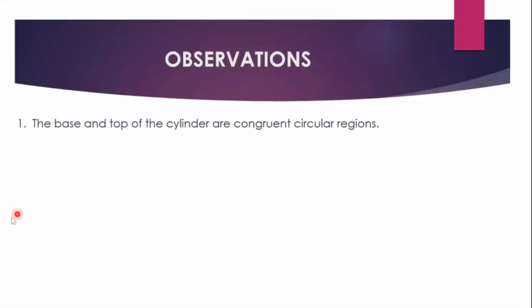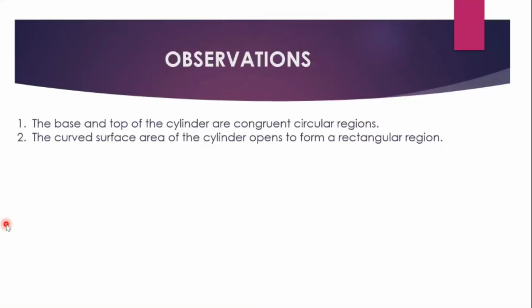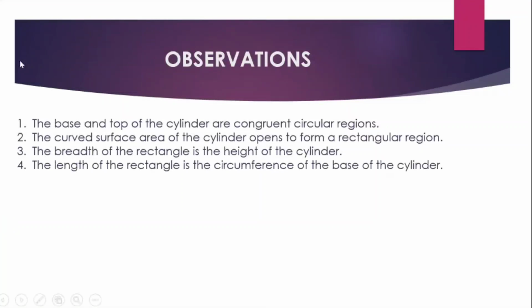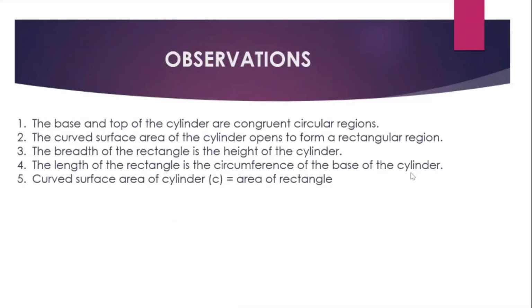The base and the top of the cylinder are congruent circular regions. The curved surface area of the cylinder opens to form a rectangular region. Then the breadth of the rectangle is the height of the cylinder. The length of the rectangle is the circumference of the base of the cylinder, which is equal to 2 pi r. And the curved surface area of the cylinder will thus be equal to the area of the rectangle, which is length into breadth. Length is again 2 pi r, breadth is height. So the curved surface area of the cylinder comes out to be 2 pi r h.